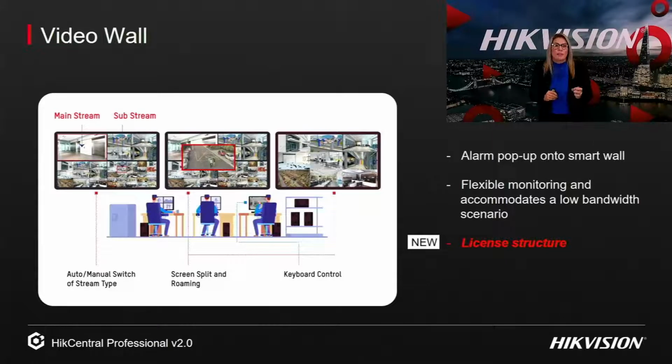We also have a new license structure coming in over the next couple of weeks. This is for those of you who just want to add a couple of monitors on a smart wall using our decoders. So you can buy them singly rather than having to buy the whole module add-on. You can buy it per monitor, and you will see that coming through in the next couple of weeks.